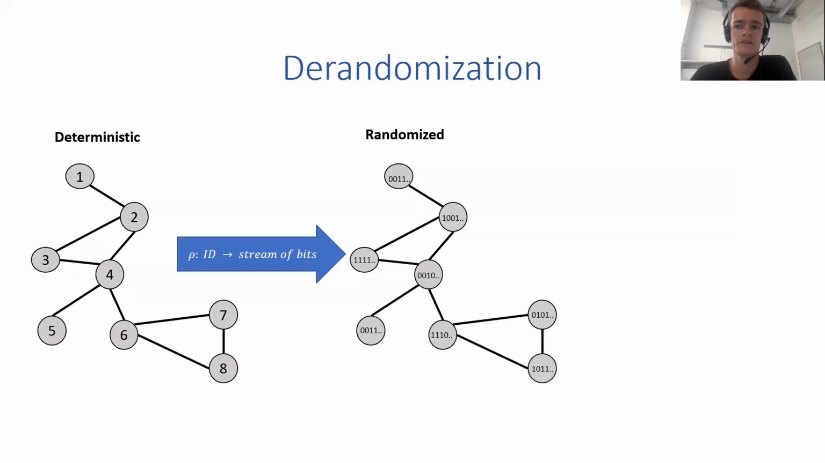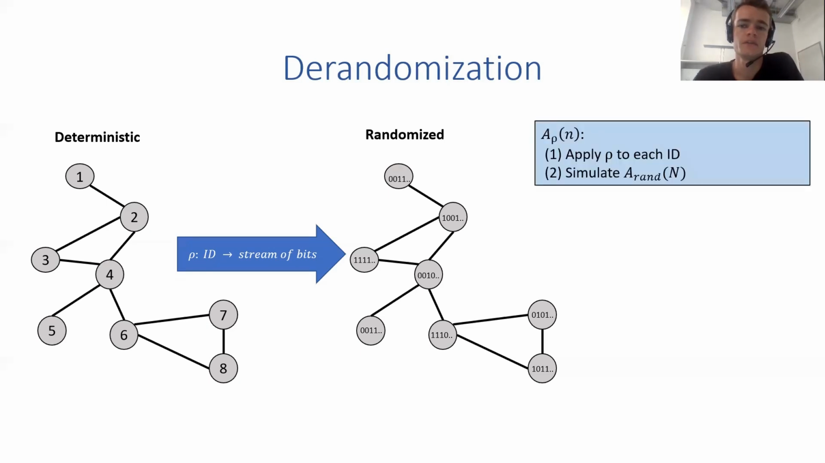Now let me explain this idea in more detail. In the deterministic setting, I told you that we assume each node is equipped with a unique ID. And in the randomized setting, each node has access to a private stream of bits. Now we want to use this randomized algorithm as a subroutine, and hence we need to go from the deterministic setting to the randomized setting. And this we're going to do by considering some function ρ. What ρ does is it takes an ID as input and maps it to a stream of bits. So just consider some arbitrary function that maps IDs to streams of bits.